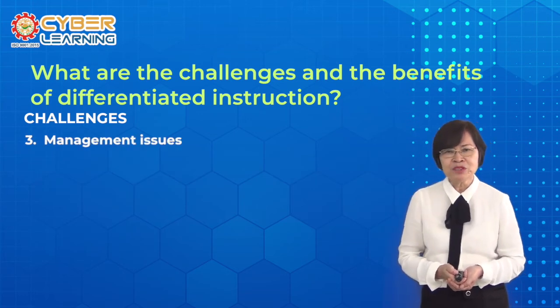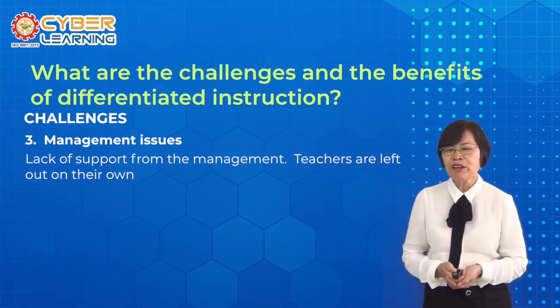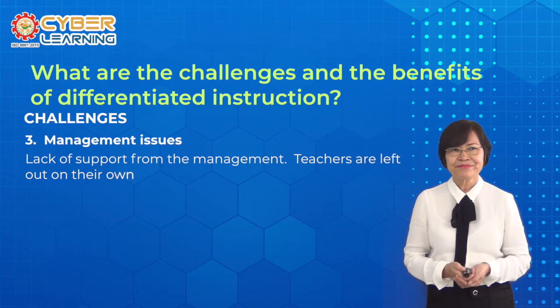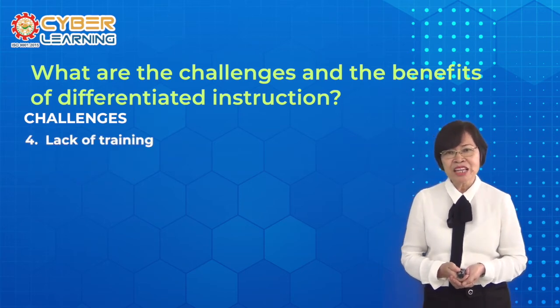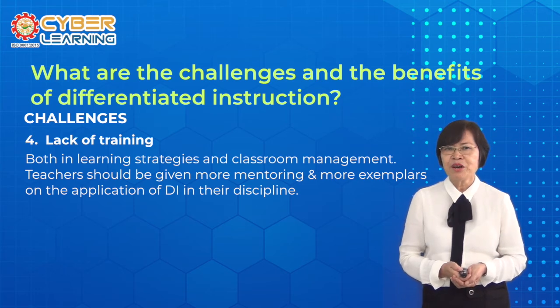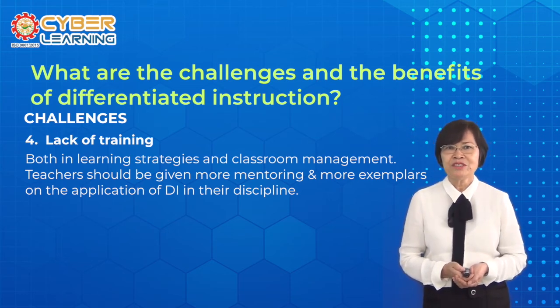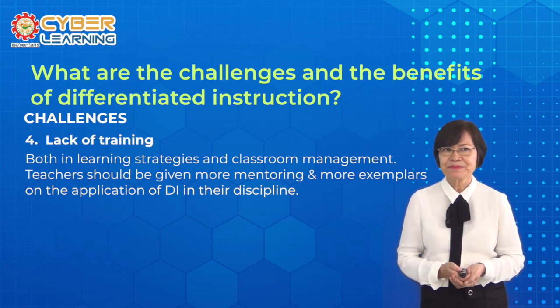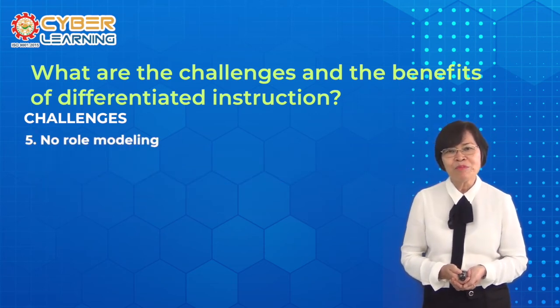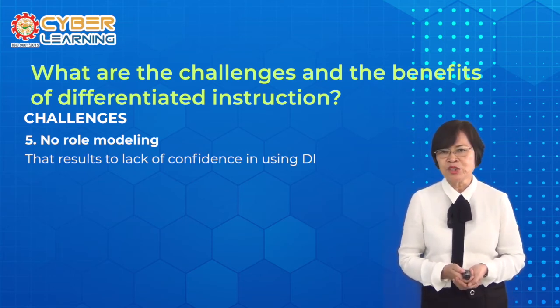3. Management issues. Lack of support from the management. Teachers are left out on their own. 4. Lack of training both in learning strategies and classroom management. Teachers should be given more mentoring and more exemplars on the application of differentiated instruction in their discipline. 5. No role modeling. That results in lack of confidence in using differentiated instruction.